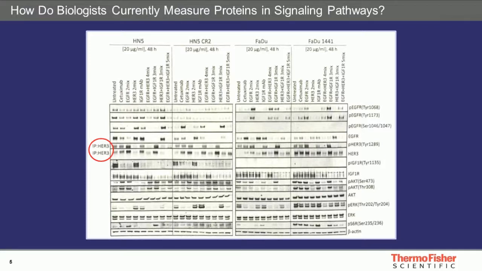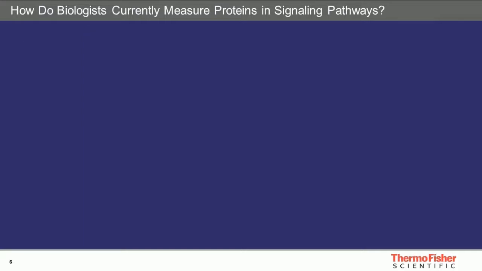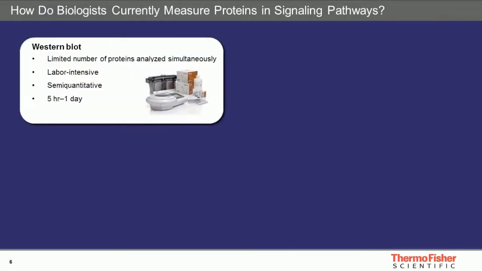So current best practice for most biologists is that they use at least 2 different methods for protein quantification, which are shown in the next slides. Currently, biologists use Western blotting techniques, which is the most accessible method, but is largely semi-quantitative and can take between 5 hours and a day.